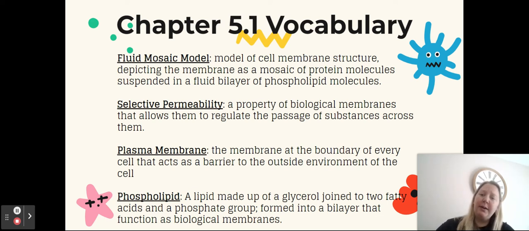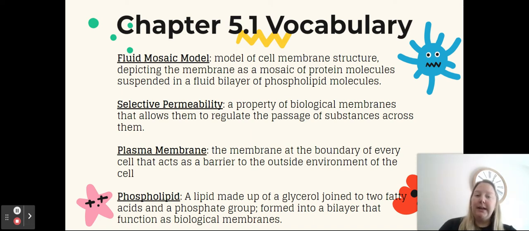The first is a fluid mosaic model. This is a model of the cell membrane structure that depicts the membrane as a mosaic, kind of like a fancy mosaic art piece, where the proteins and molecules are suspended in a fluid bilayer and resemble that of art that is considered mosaic. No two cell membranes are going to look perfectly identical.